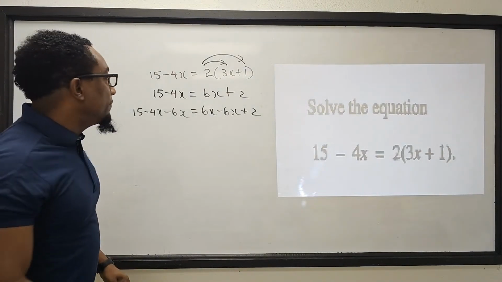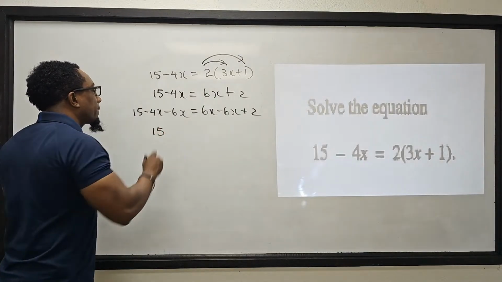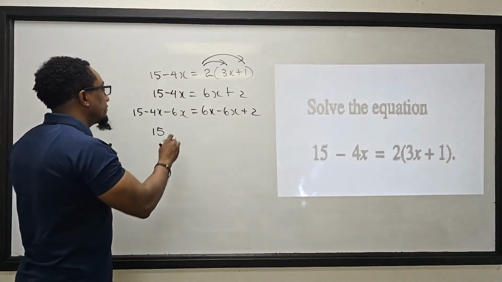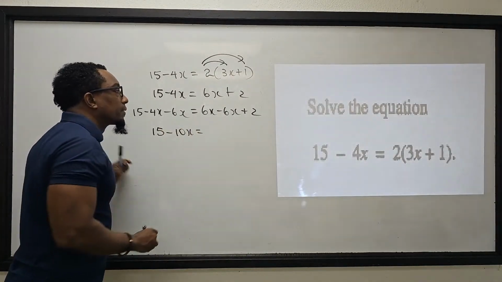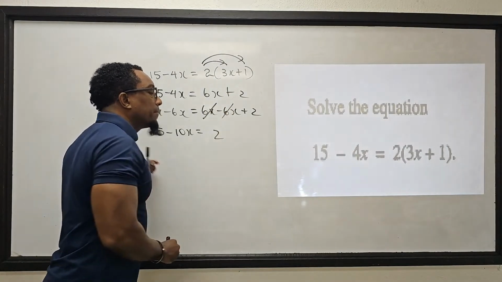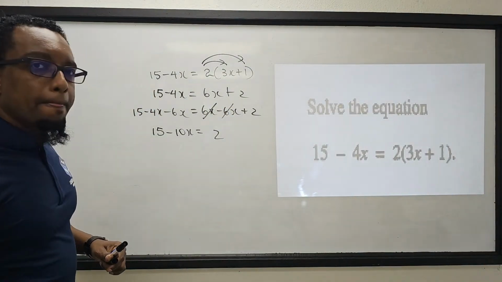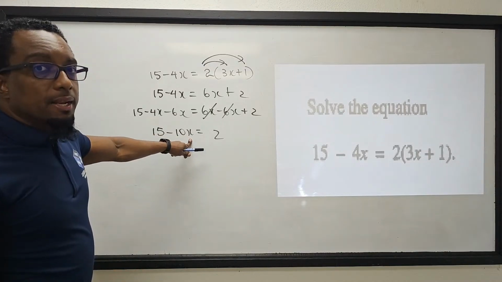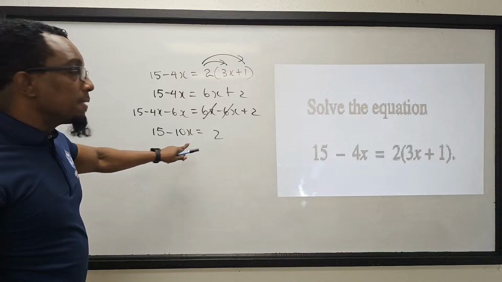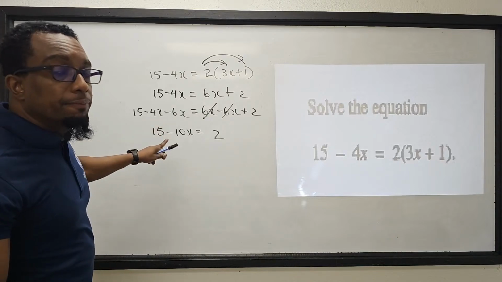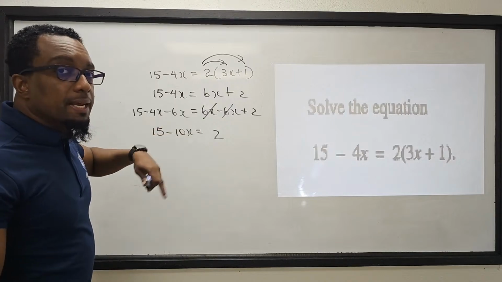So we're going to get here 15. Negative 4x subtract 6x will be negative 10x. Of course, 6x minus 6x is 0. And we're going to be left with 2. Now, what we want to do is to get x by itself. So to get x by itself, I have to remove my 15 and negative 10. I'm going to remove my 15 first, then my negative 10 after.